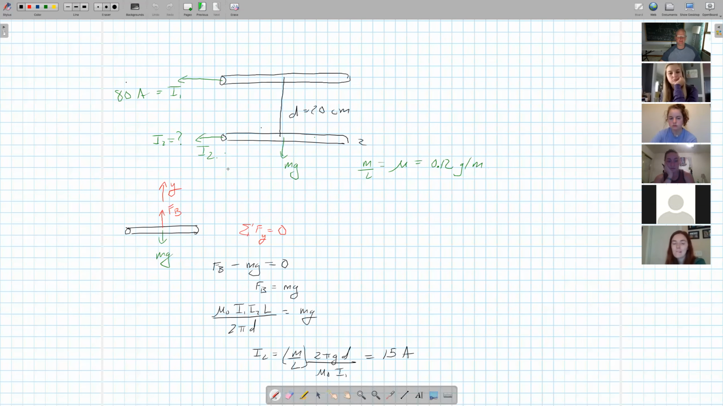So what we need then is that this one is feeling a force upward, and the top one is going to feel a force downward, so that the bottom wire is attracted to the top wire to keep it from falling. So since it's an attractive force, that tells us by what we learned on the previous page that these two currents must be in exactly the same direction.